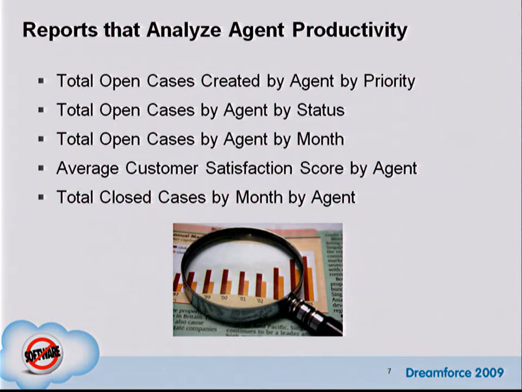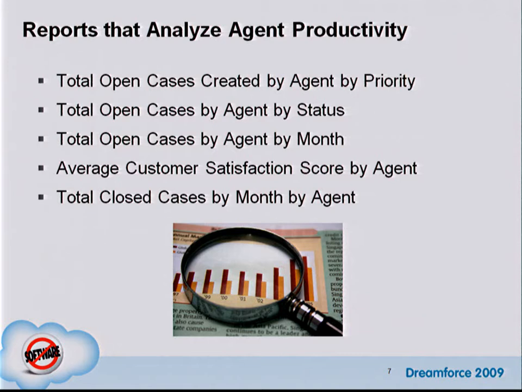Some of the reports that the VP of support may want to focus on is creating a report to track open cases created by an agent and also show them by priority. He may also want to take a look at total open cases by agents by status. This is a way that he can track the workload for each of his agents and make sure it's evenly distributed. You may want to see open cases by agent by month, and this is also a way that he can track trends. Maybe there's a peak in certain months when it comes to open cases.